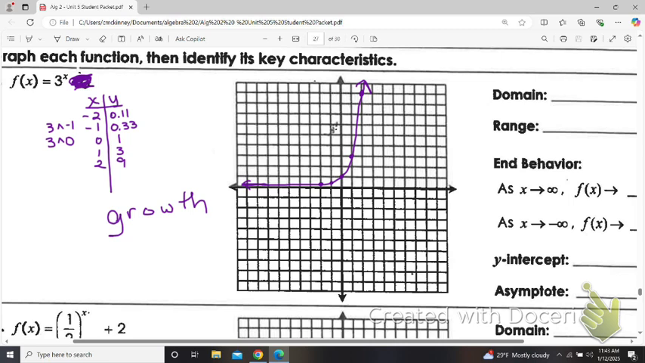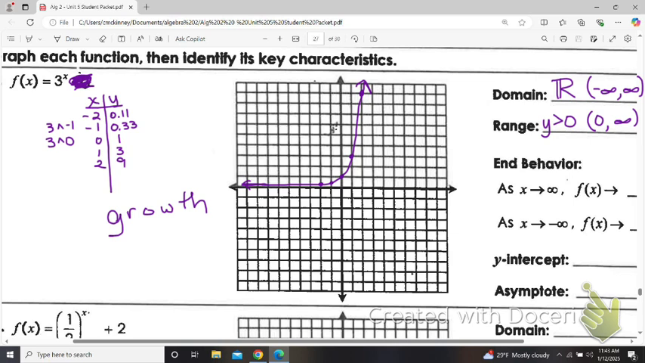Our domain, as it commonly is, is all real numbers. Or if you want to use interval notation, you could say negative infinity to positive infinity. You don't need to give me both of those, but either one. And the range in this case, notice how it's only using positive numbers. So I might say that y is greater than 0, no or equal line, because it doesn't actually touch. Or I could say that it goes from 0 to infinity, because it keeps going up. There's no limit that way.